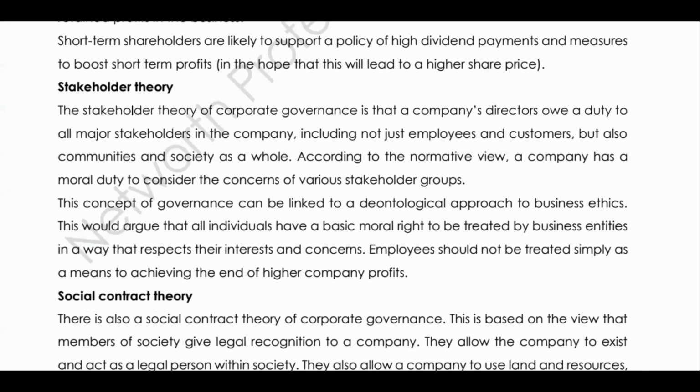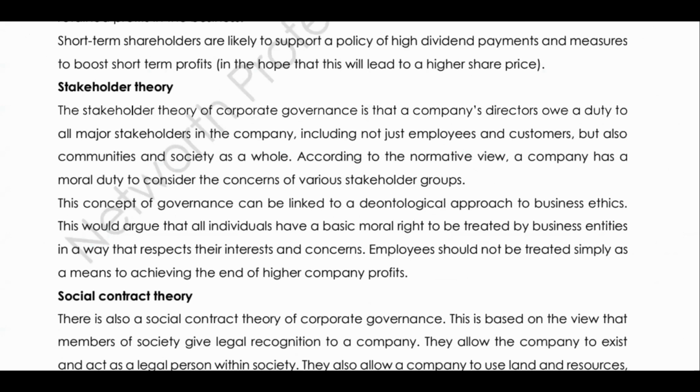Now, stakeholder theory is a different gist entirely. The goal is that the directors of a company have a duty to all the major stakeholders of the company, not just the employees, not just the customer, not just the shareholders, but also the community and the society. And that's where ethics comes in. That's where you hear us say things like CSR, corporate social responsibility.